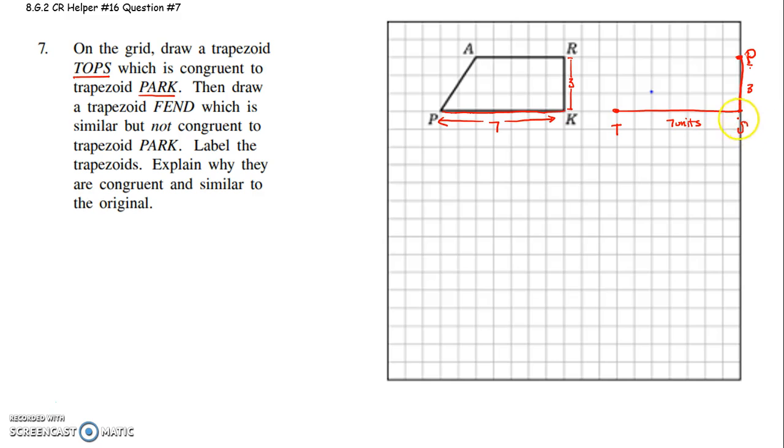From P to S. All right, R to A is 1, 2, 3, 4, 5 units. So if I need to create a congruent trapezoid, so R to A was 5 units, so P to O must be 5 units. 1, 2, 3, 4, 5 units. Call that one O. That will still be 5 units. Connect those back up. These trapezoids are completely congruent.